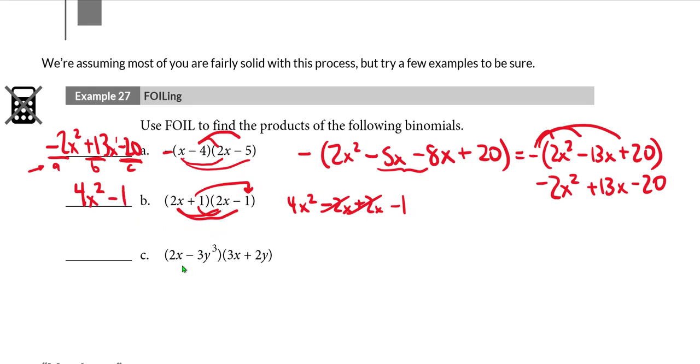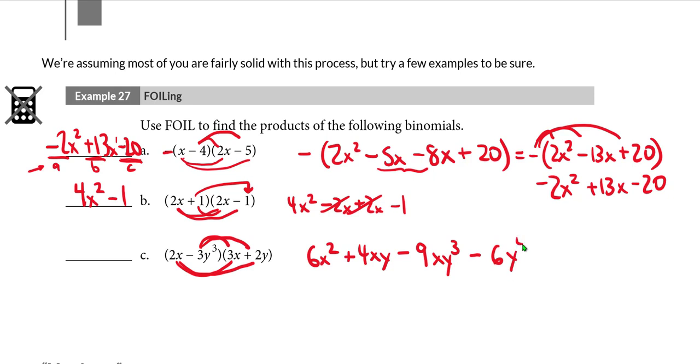In example C here, we're going to do 2x times 3x, which is 6x squared. 2x times 2y is positive 4xy. Then we have a negative 3y cubed and a 3x. So what is that? That is negative 9xy cubed. And then the last terms here, negative 3y cubed times 2y. Let me be careful here. So this is negative 6y to the fourth.